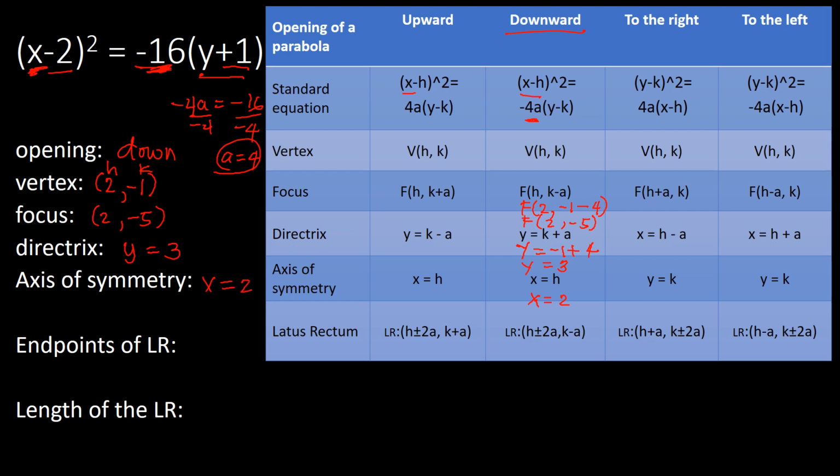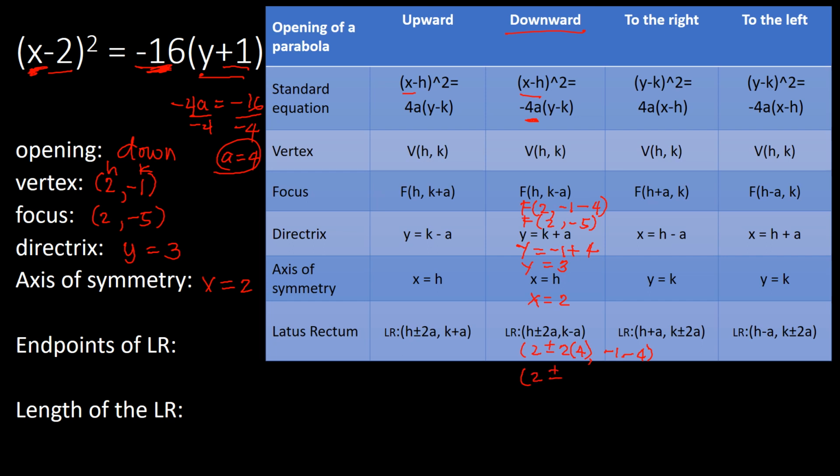Let's go for the endpoints of the latus rectum. So we have that one as (h ± 2a, k - a). So we have our h, which is 2, plus minus 2 times a, which is 4, and then comma, and then we have our k, which is negative 1, minus our a, which is 4. Oopsie, there should not be an open parenthesis. Okay, there.